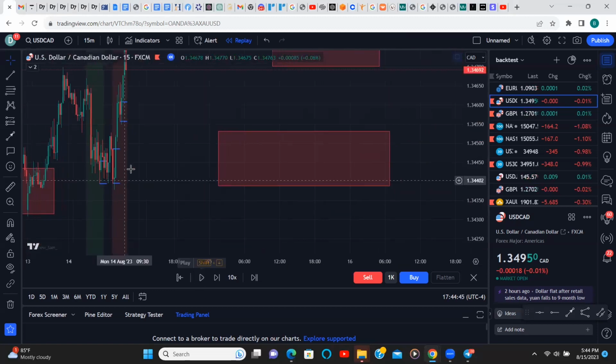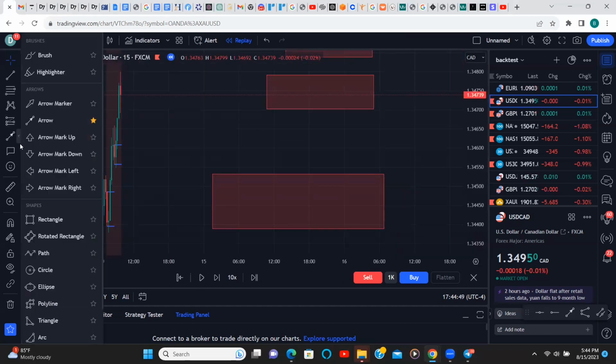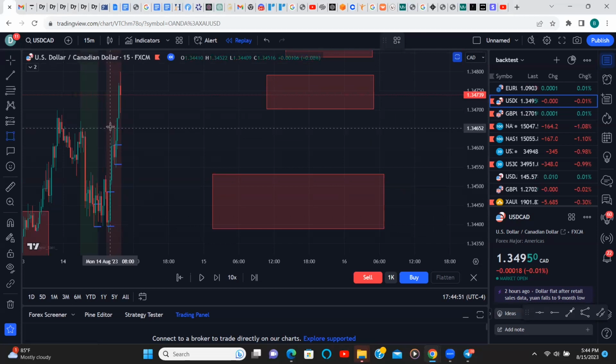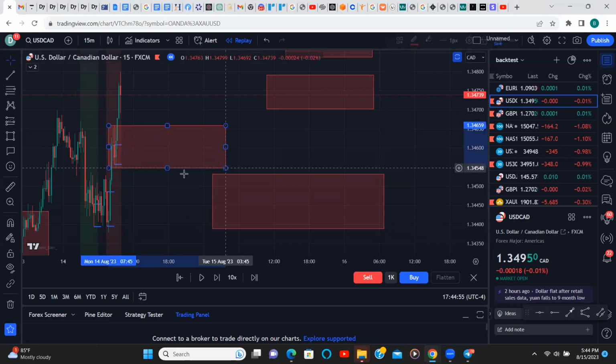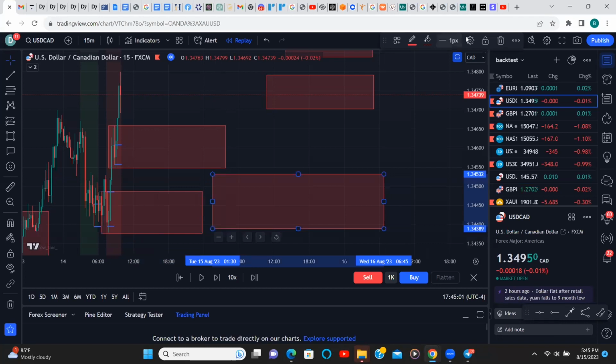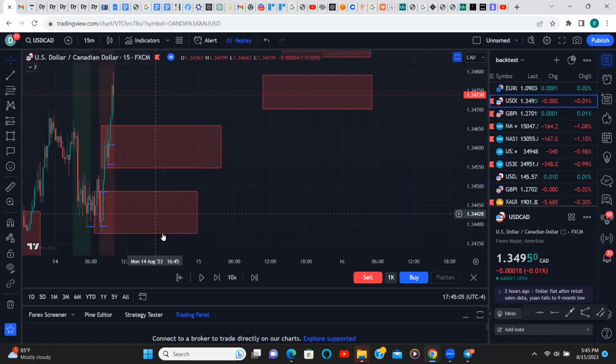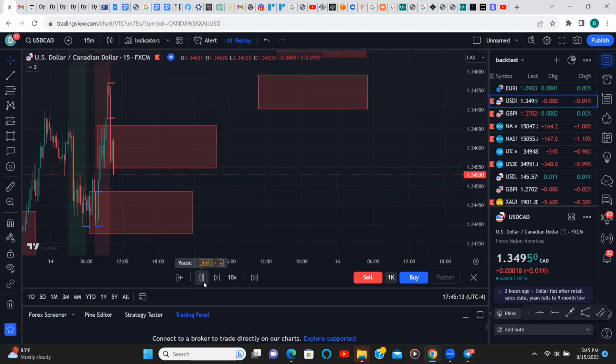Look what happens. We'll click play. What do we have right here? We have new demand zones that are formed right here. So let's see what happens when price decides to get to these zones. It may get blasted through, it may retest and make a sharp move. We don't know. Let's see what happens.